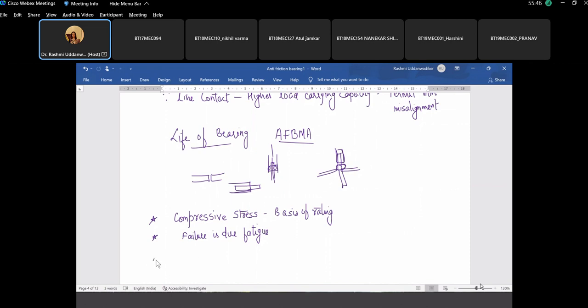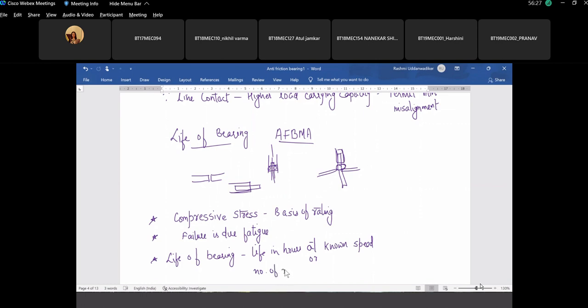And hence, they define the life of bearing as life in hours at a known speed or at a given speed, or number of revolutions before the evidence of fatigue failure appears.